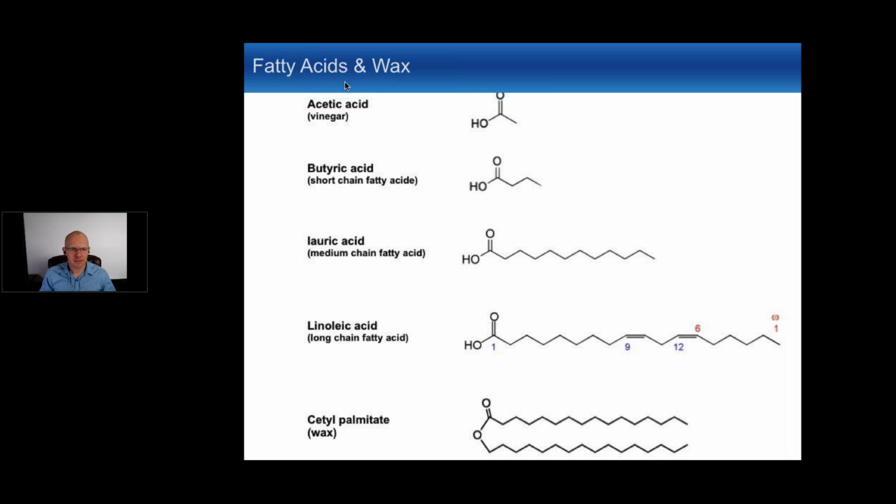So here's an example of some fatty acids and some waxes at the bottom. Acetic acid, technically speaking, is a fatty acid. It's only got one extra little carbon on there. Butyric acid is a short chain fatty acid. This is often a byproduct of fiber fermentation. It feeds your enterocytes. Lauric acid found in coconut oil has some antifungal properties. Linoleic acid is an omega-6 fatty acid that increases inflammation in the body. And then at the bottom there, I believe that's lauric acid attached to an alcohol, a hydrocarbon.